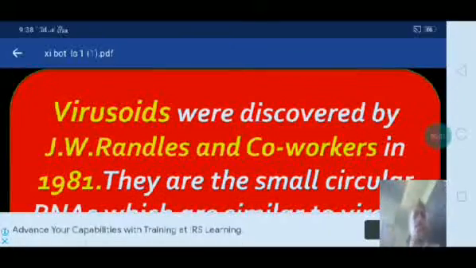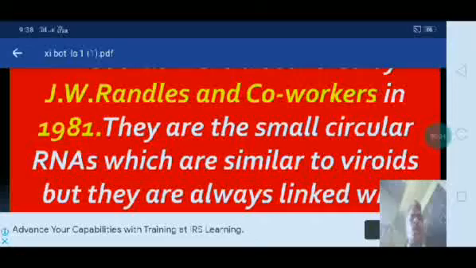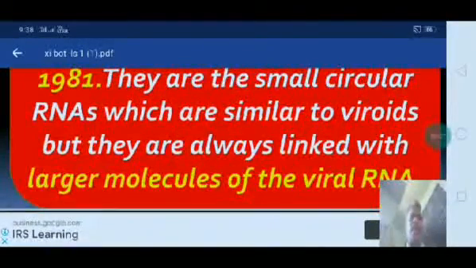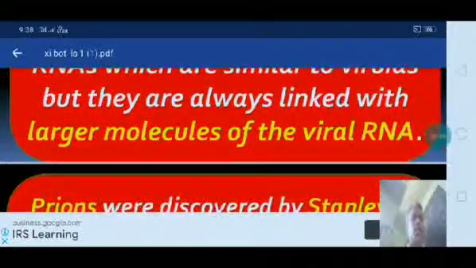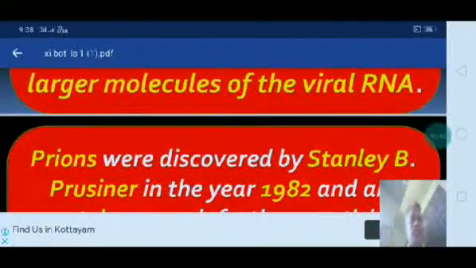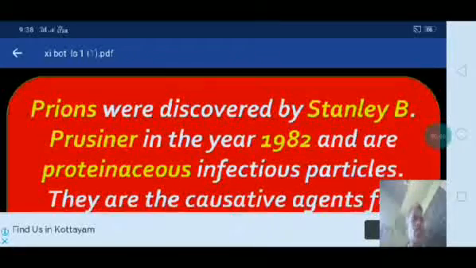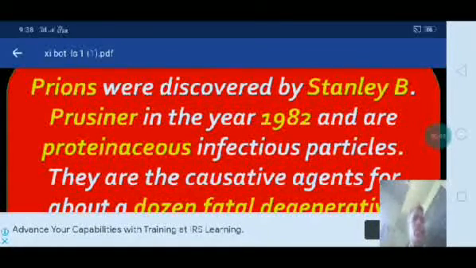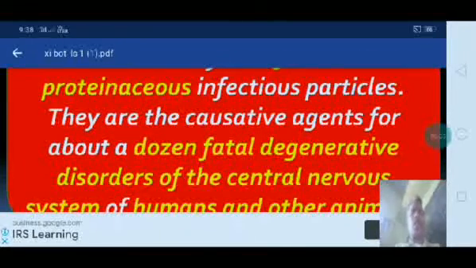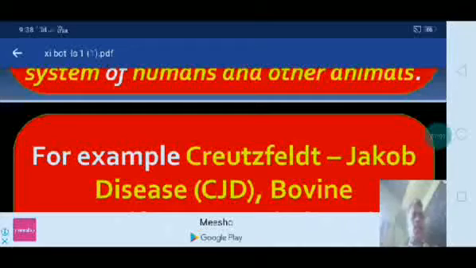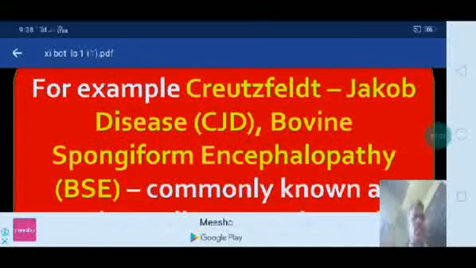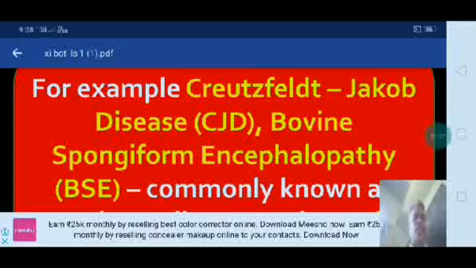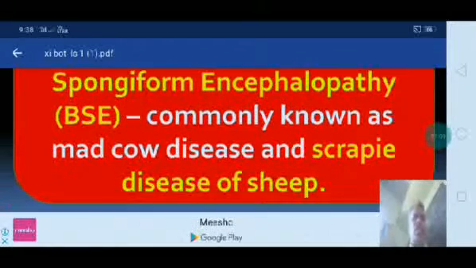And virusoids were discovered by J. W. Randles and co-workers in 1981. They are small circular RNAs which are similar to viroids, but they are always linked with the larger molecules of the viral RNA. Okay, prions were discovered by Stanley B. Prusiner in the year 1982 and are proteinaceous infectious particles. They are the causative agents for about a dozen fatal degenerative disorders of the central nervous system. For example, Creutzfeldt-Jakob disease, CJD, bovine spongiform encephalopathy, BSE, commonly known as mad cow disease, and scrapie disease of sheep.